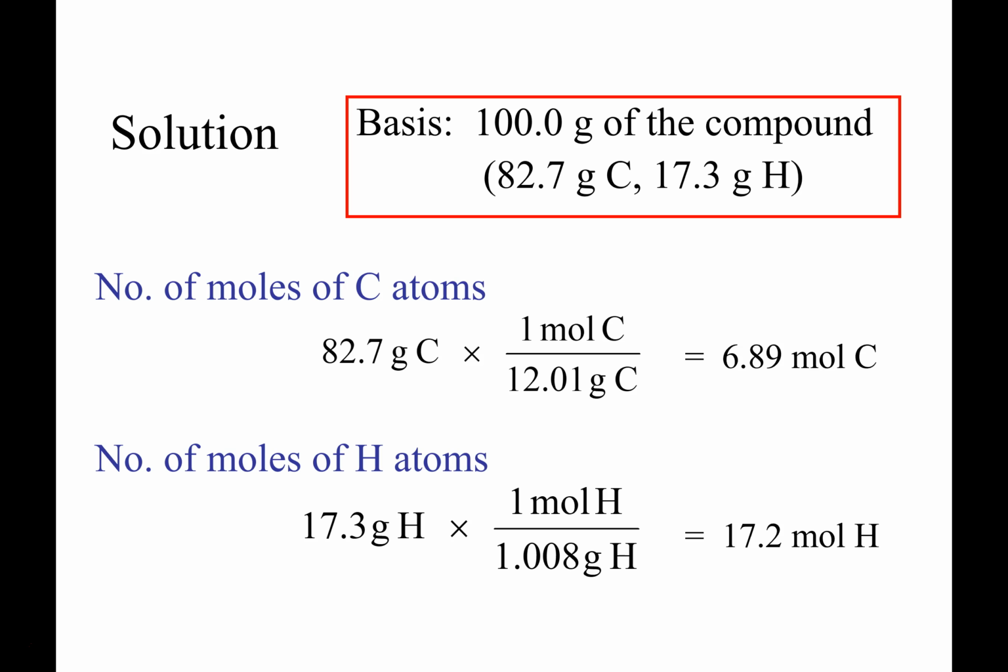Then what I do is make a fourth column, and I'll title my column divide by the smallest. So I'm going to divide by 6.89 moles. And of course, 6.89 divided by 6.89 is 1.00. And 17.2 divided by 6.89, you're looking at 2.50.